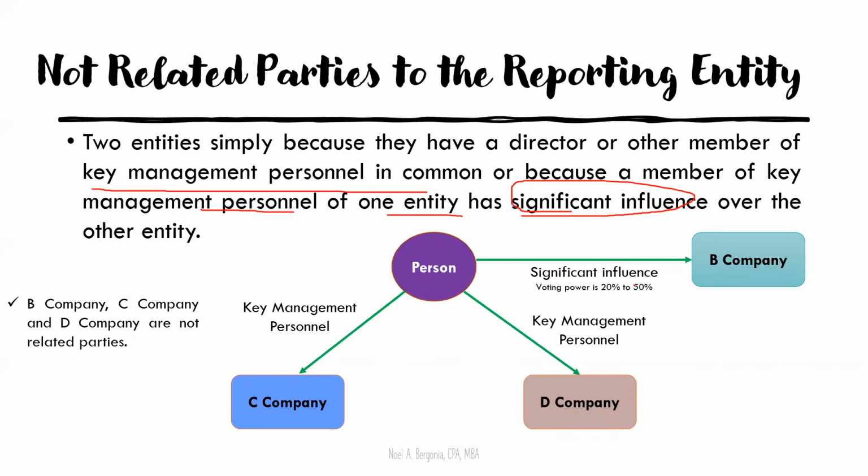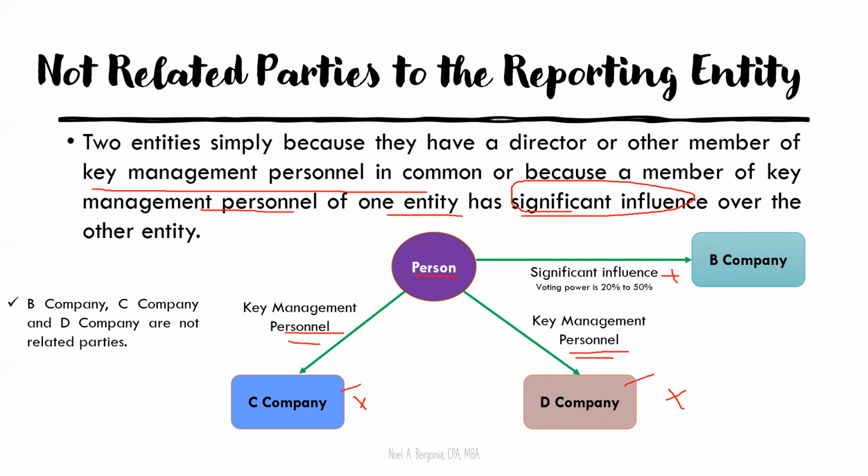So that's in accordance with this paragraph in our IAS number 24. Now, if there is a significant influence and two entities are related simply because of a key management personnel, like C and D, where a single person is part of their key management personnel, then again, they are not related parties. Even this significant influence is not a related party to any of these.